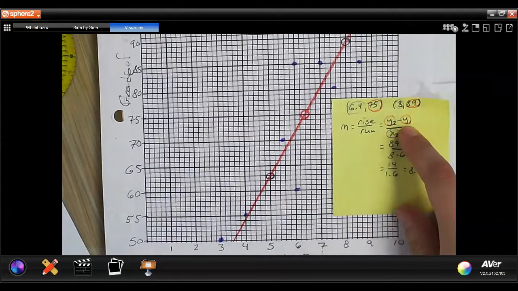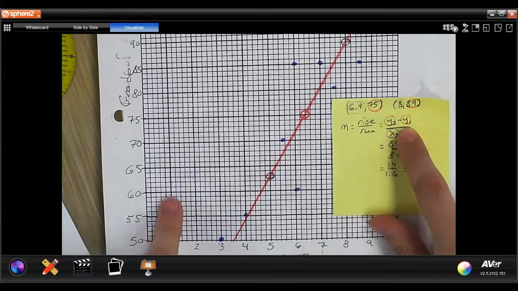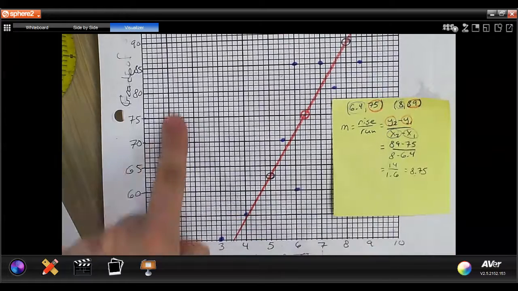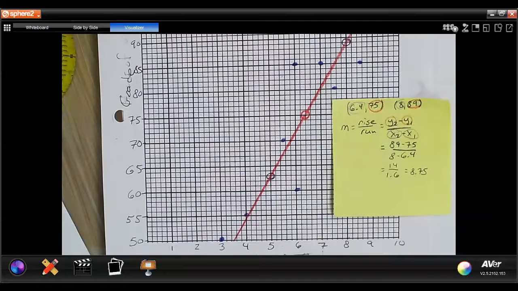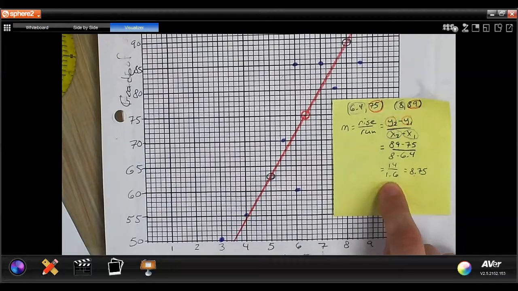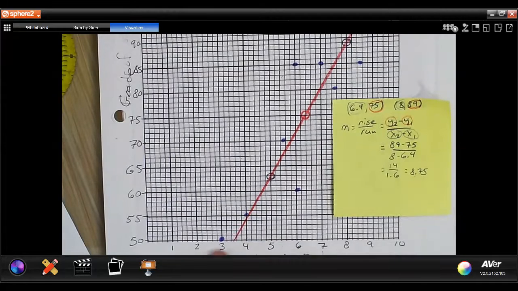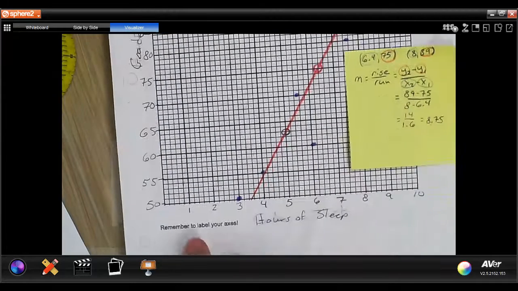Are they inches of rain? Like, what was the y? Take a look at your graph and see what it says on the y-axis there. So it'd be 14 what? And then this 1.6, well, it's 1.6 what? What is on that x-axis? You should have labeled your axes. So take a look, then you can make sense of what that is.